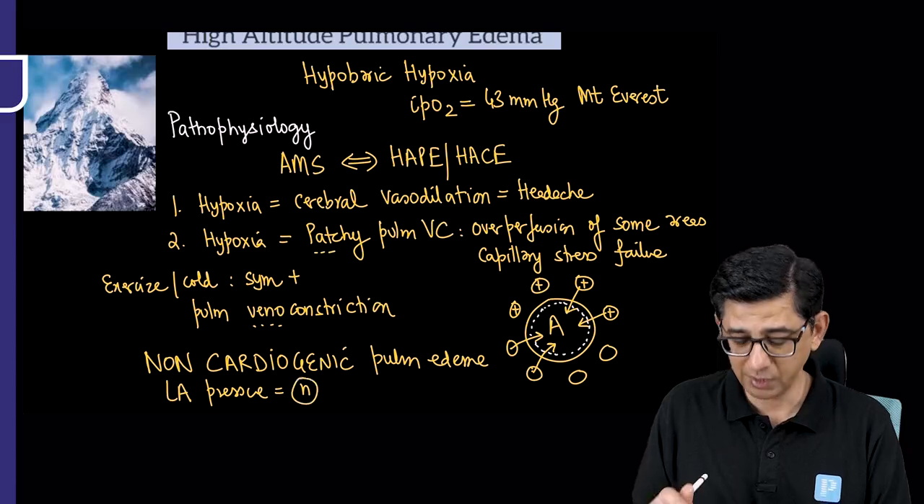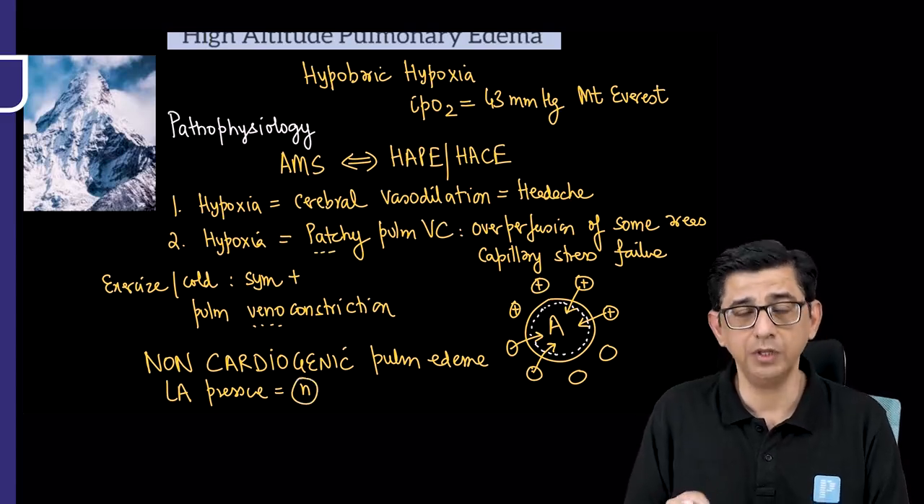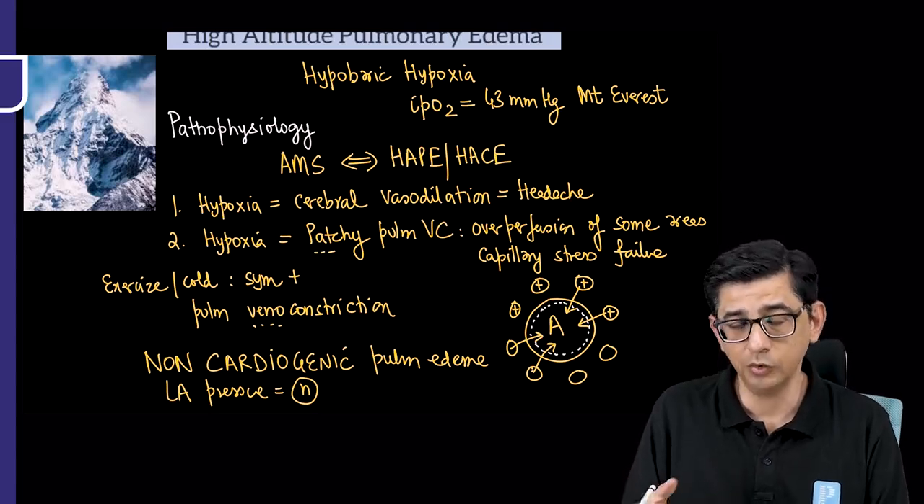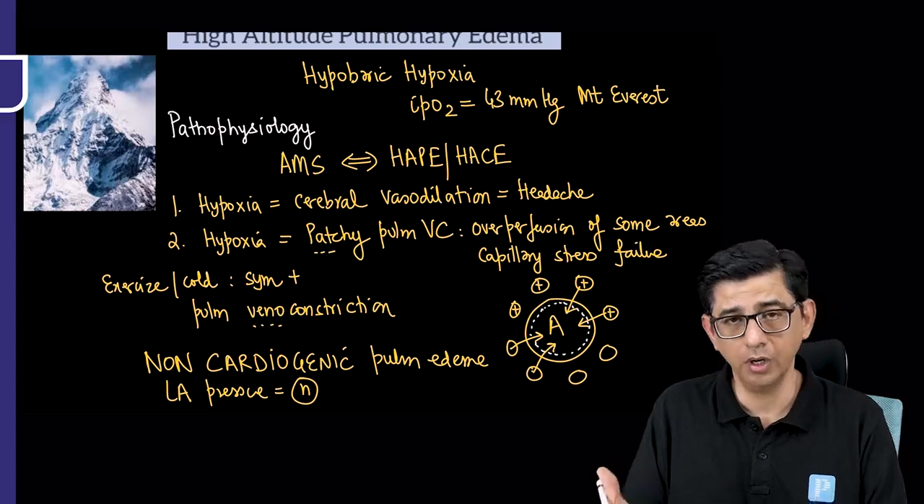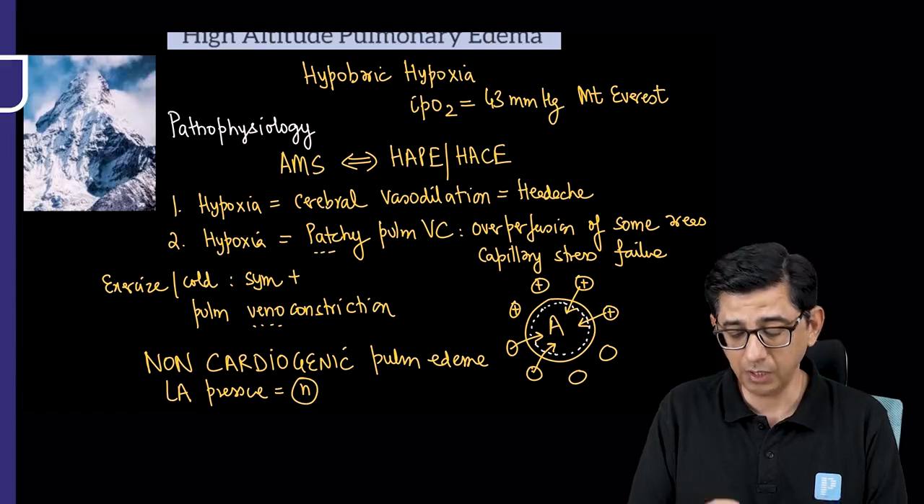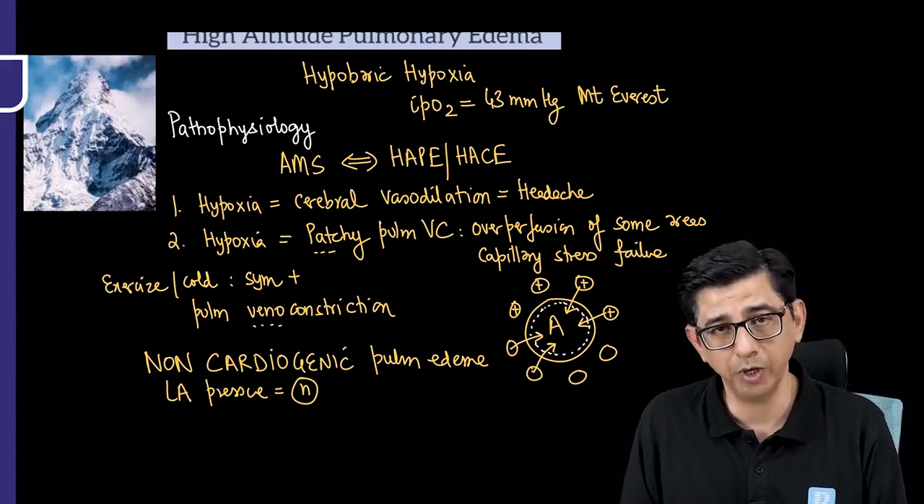So there are two examples of non-cardiogenic pulmonary edema that you guys have to know for your exam. That's going to be ARDS, also called acute lung injury, shock lung in pathology, and today we are studying high altitude pulmonary edema, which is again an example of non-cardiogenic pulmonary edema.